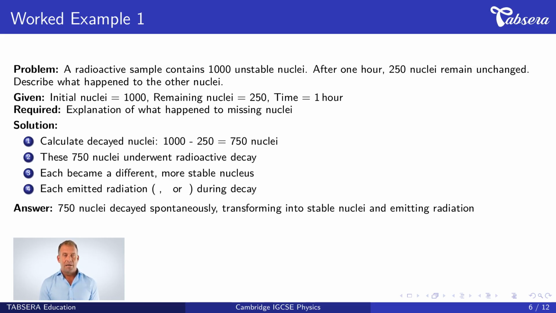Step 1. Calculate decayed nuclei. We subtract 1,000 minus 250 equals 750 nuclei. Step 2. These 750 nuclei underwent radioactive decay. Step 3. Each nucleus became a different, more stable nucleus with different properties. Step 4. Each nucleus emitted radiation, either alpha, beta, or gamma during the decay process. The answer is 750 nuclei decayed spontaneously, transforming into stable nuclei and emitting radiation in the process.